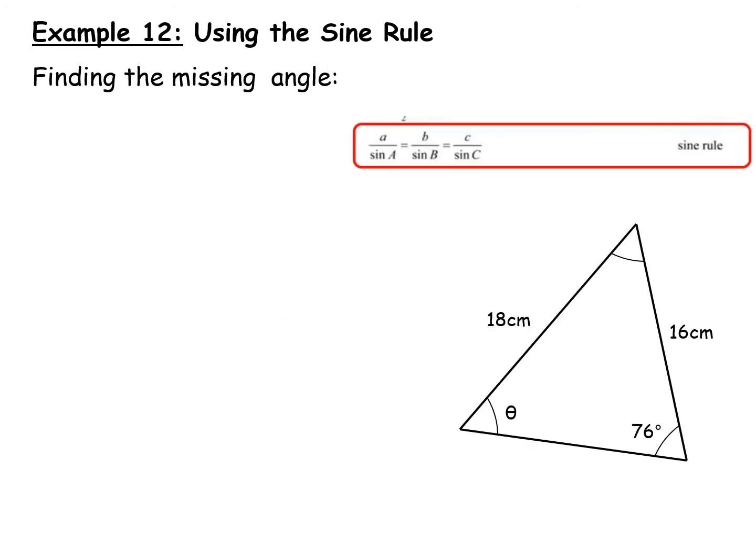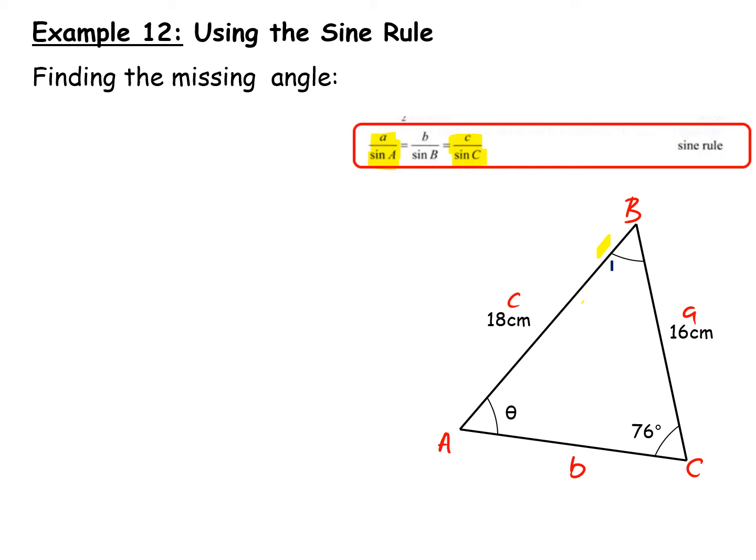Example 12. Now we're going to use it to find the angle. Again, first thing I'm going to do is label. So I'm going to label A, B, C. That's B, that's little c, and that's little a. I only know a and c, so they're the two sides I am going to focus on. So I know a and I know c.